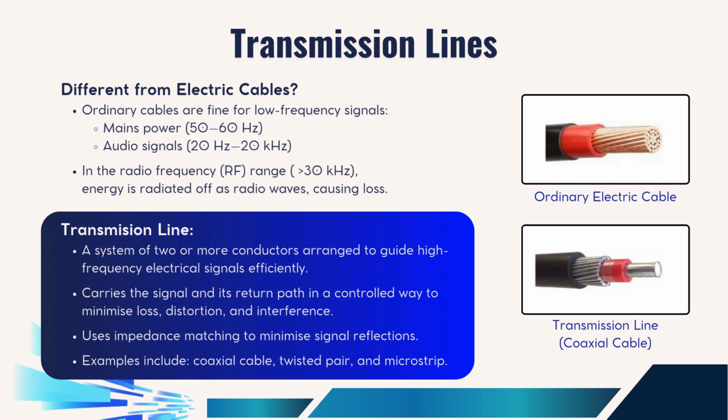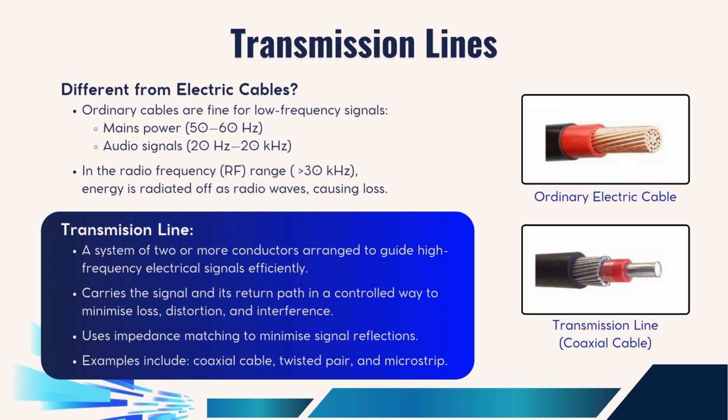So you may be wondering, how are they different from electric cables? Well, ordinary cables are fine for low frequency signals, such as mains power, which ranges in the 50 to 60 Hz frequency range, as well as audio signals, which range from 20 Hz to 20 kHz. However, when the frequency becomes extremely high, such as in the radio frequency range of 30 kHz, energy begins to be radiated off as radio waves, causing loss of efficiency.